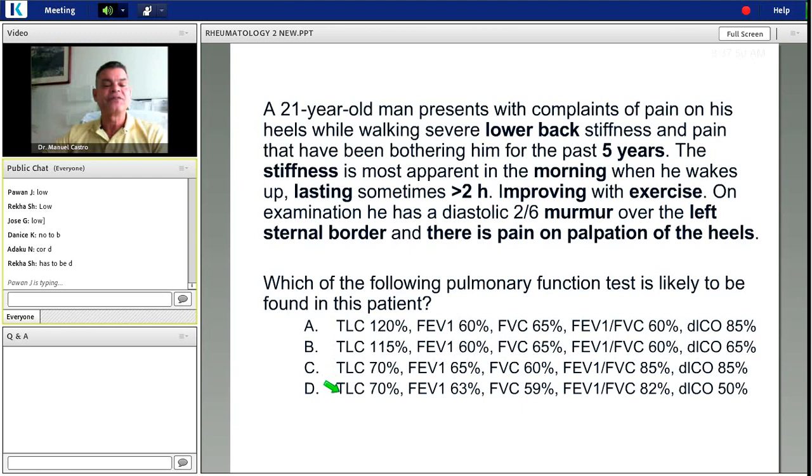So let's see. Now, does this patient have damage to the lungs? Or is his problem related to a musculoskeletal issue? No damage to the lung, right? It's extrapulmonary. So how is the DLCO? Which of the two has a normal DLCO? C, absolutely.